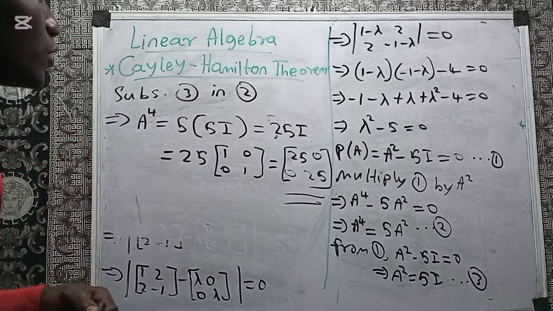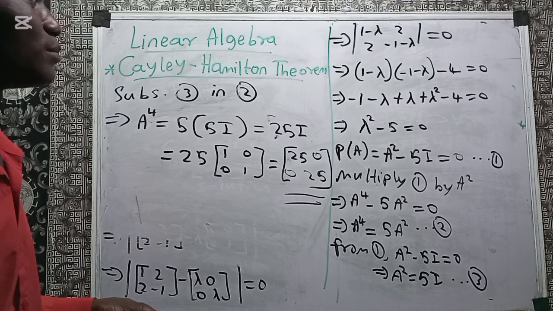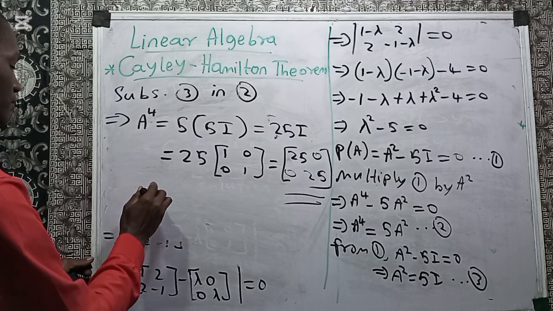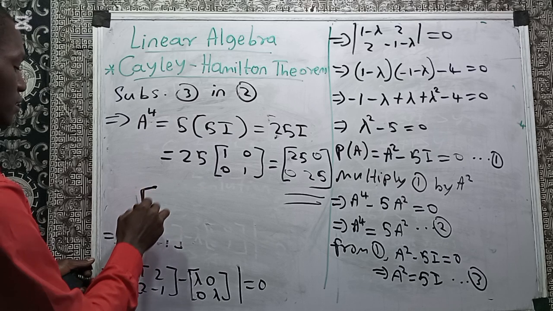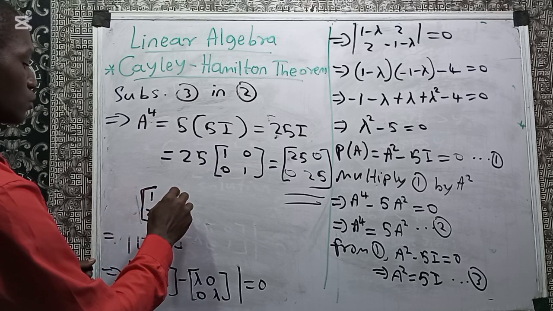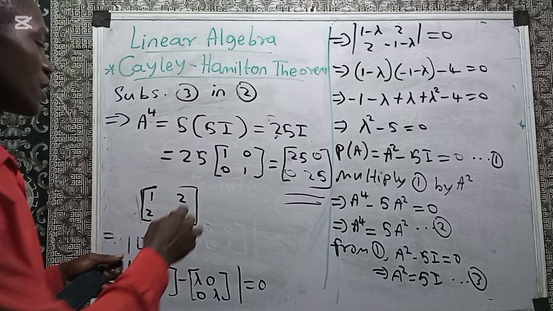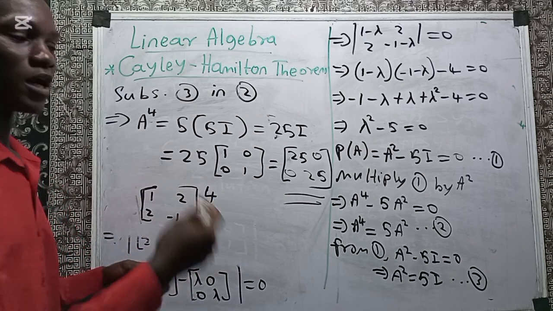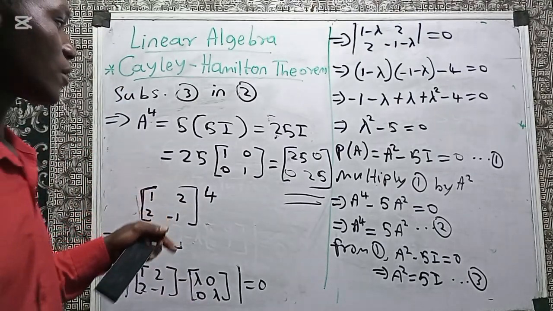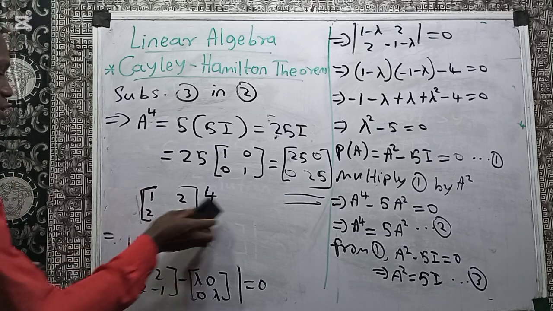So you can verify it on your own. This matrix, 1, 2, 2, negative 1, this was our matrix A, right? Check whether, if you raise it to power 4, that is multiply it by itself 4 times, you are going to get this quantity. So you can verify that.